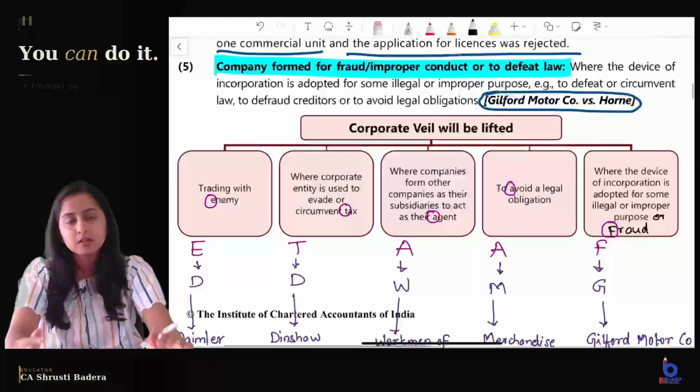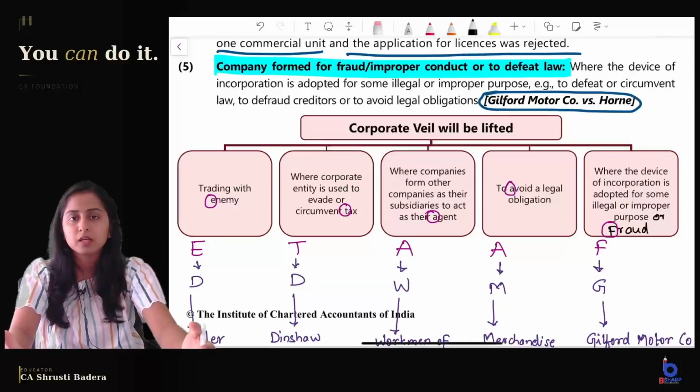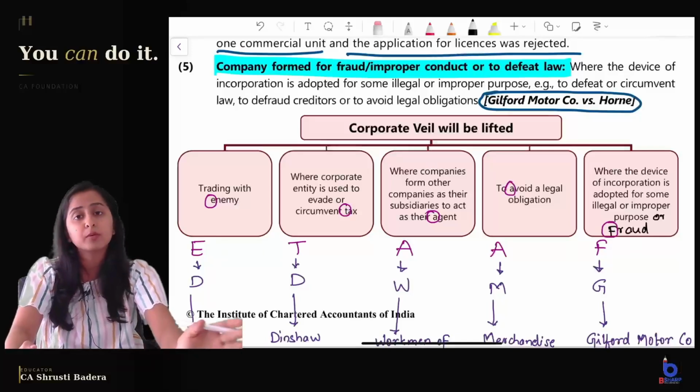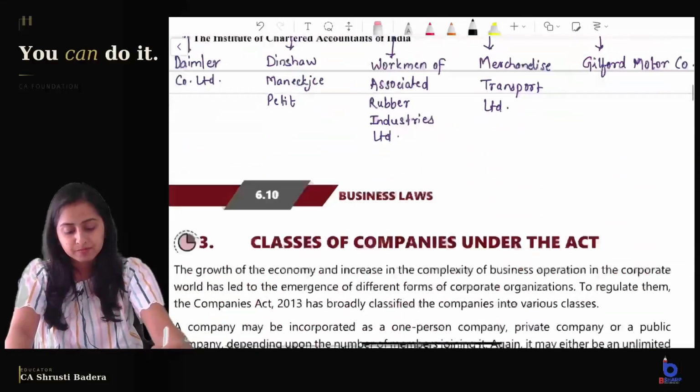Another last case where the corporate veil will be lifted is where the company is incorporated to do some improper conduct, business or fraud. This was the case of Gilford Motor Co versus Horne. If you remember the case law, in short, I would like to brief you that this person Horne wanted to avoid the contract which he had made with his previous employer, and that is why he did not avoid the contract directly by doing any activity himself, but he incorporated a company form of organization. So that was a clear case of fraud.